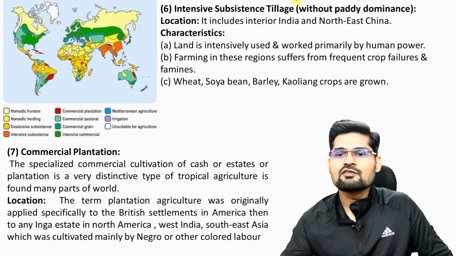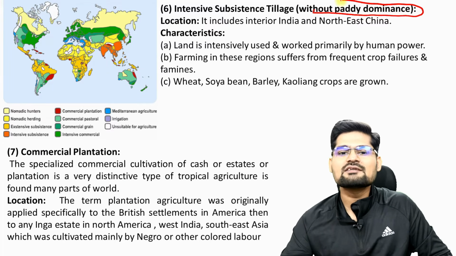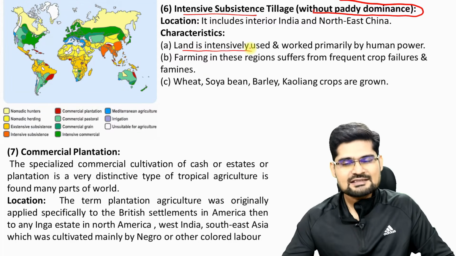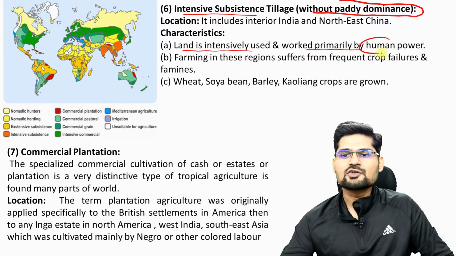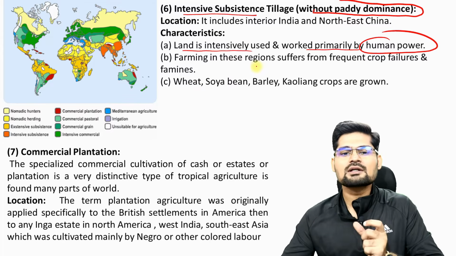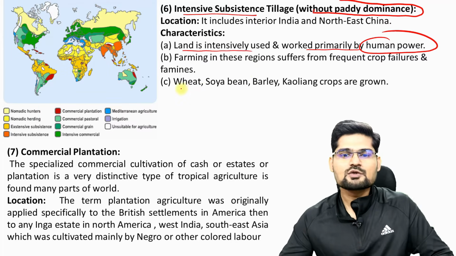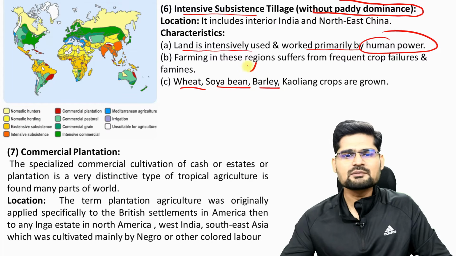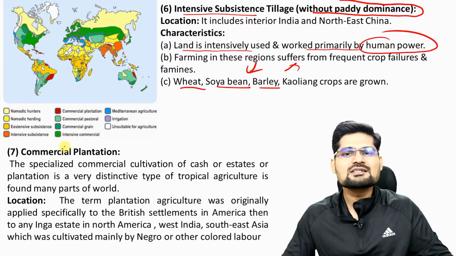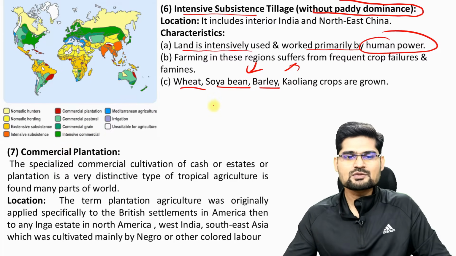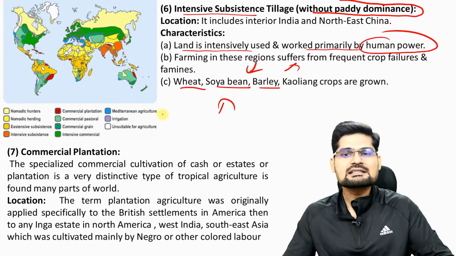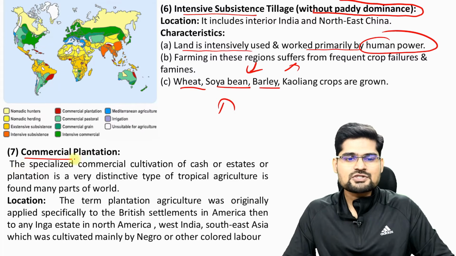And the next one is without paddy dominance, where paddy cultivation is not there, but still intensive subsistence is there, right? So there you will find that land is intensively used and worked primarily by human power. So lots of labor resources are used, while the region suffers from not that much rainfall. So wheat, soybean, barley, these are the major crops if you observe, but this area also has some famine related problems and regional sufferings related to food security. So this is where it is intensive subsistence but without paddy cultivation, rainfall is little lesser in here, right? Then you have commercial plantation.